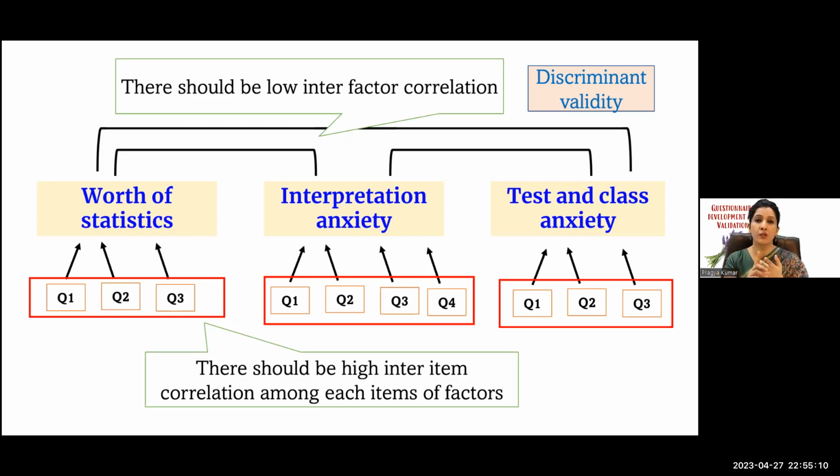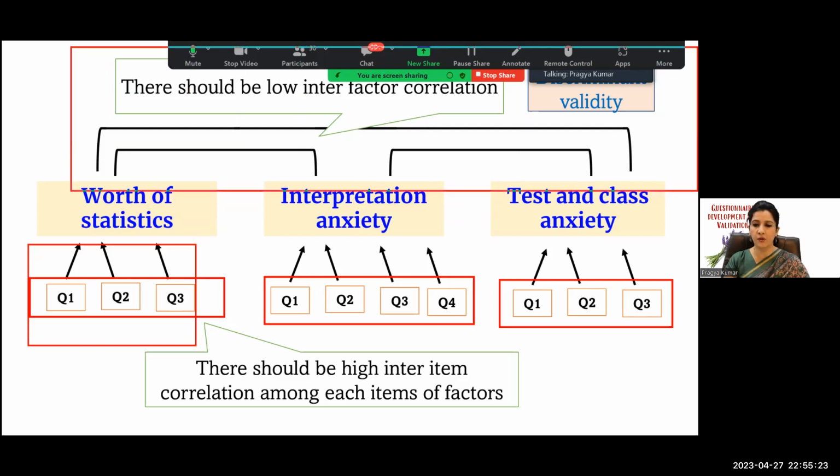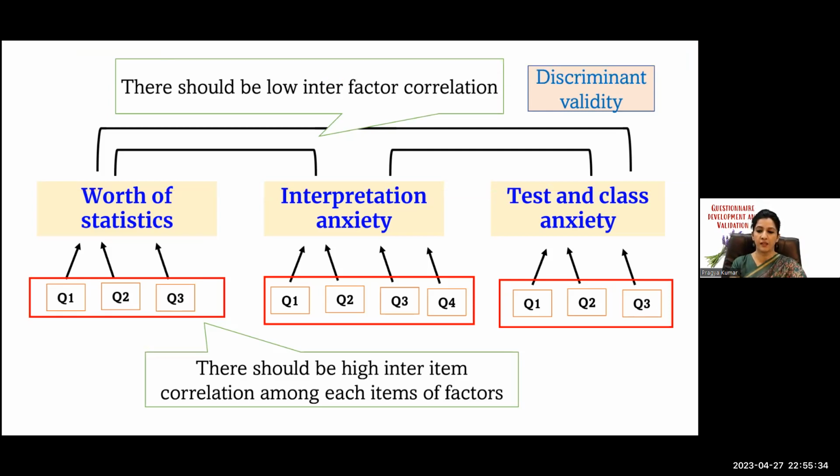Construct validity is of two types, convergent and discriminant. This is known as the convergent validity. When you see the correlation between items, this is convergent validity. And when you see that there is low correlation between factors, this is the discriminant validity. So again, this is convergent and discriminant validity.